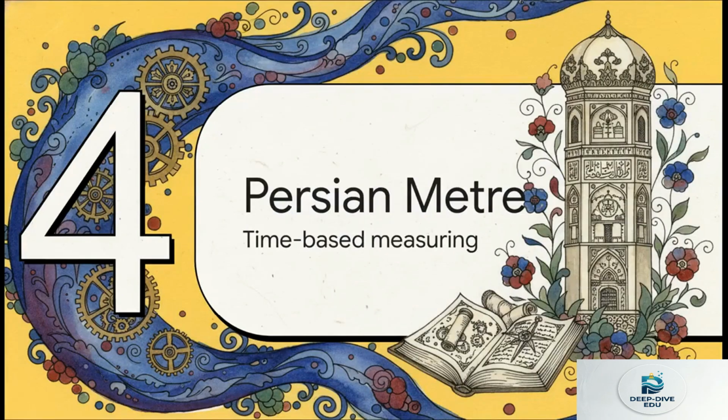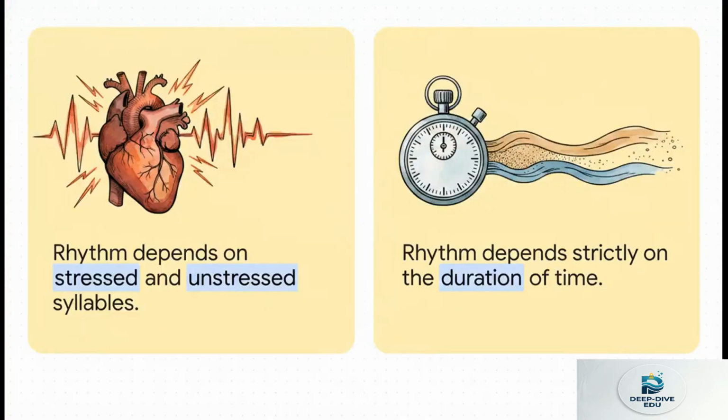Okay, we are pivoting to the east now for Section 4, measuring time with Persian meters. Classical Persian poetry uses the aruz system, which was adapted from Arabic. And here we completely replace the English heartbeat of stress with a highly precise clock. The mechanics here are a fascinating contrast.